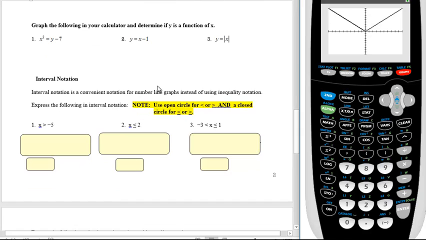Now we're going to talk about interval notation. Interval notation is a convenient notation for number line graphs instead of using inequality. You express the following in interval notation.